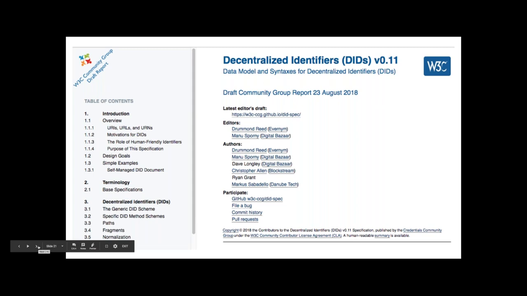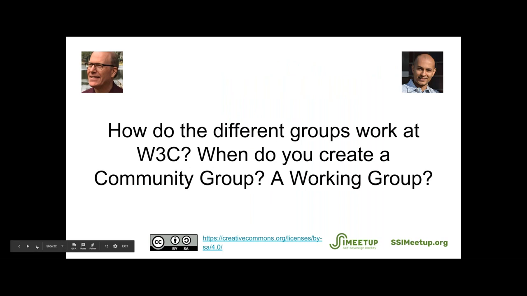And this is an open process. Anyone can join the W3C Credentials Community Group. It doesn't cost anything to join. We have weekly calls. Everyone's invited. We have audio recordings and text transcripts of the community group calls. Agendas are public. The mailing list is public. If you're interested in this stuff, there's really no barrier to joining and helping out.